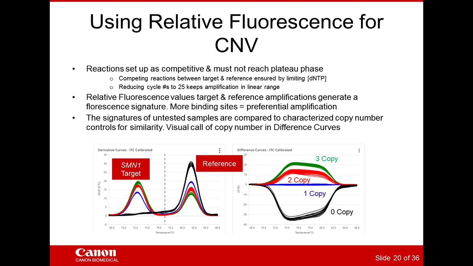So the question there is, which one of these did my sample cluster with? Did it cluster with the 0 copy control? That means the sample has 0 copies. Did it cluster with the 2 copy control? That means it's 2 copies.